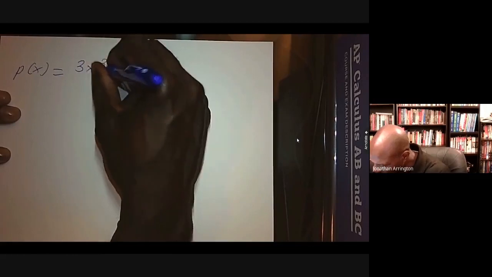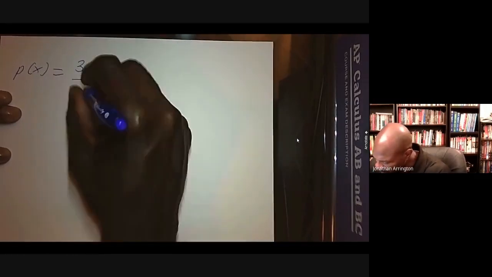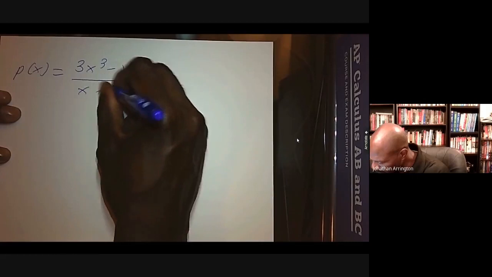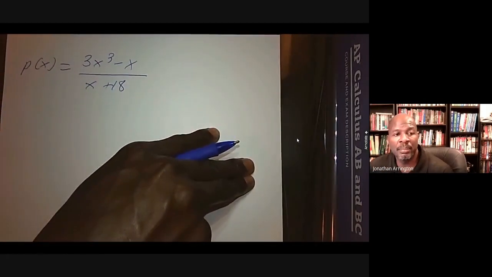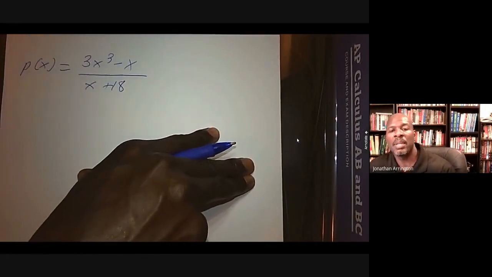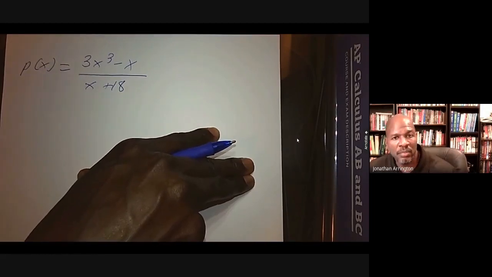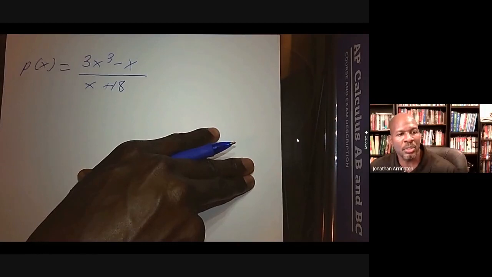Let's take another. Let's say p of x is 3x cubed minus x over x plus 18. Okay, so we're going to find the y-intercept. Same rules apply. I would like you to try to find it on your own first. So pause the video if you need a moment. And then when you unpause, I'll show you what I got.